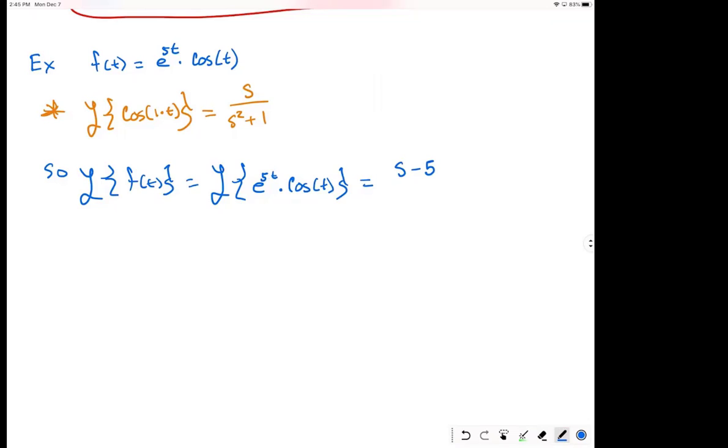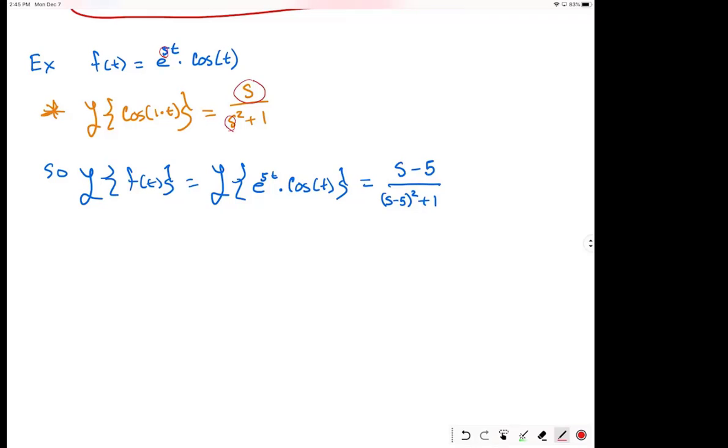E to the 5t times cosine of t, so it's S minus the shift, which is 5, divided by S minus 5 quantity squared plus 1. And that would be the transformation. And it's important to see that this is where the S was, so I do minus the A. In this case, the A is 5. And then this was S squared, so it's S minus the A at quantity squared.